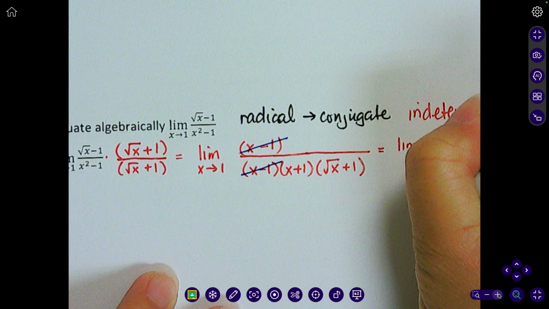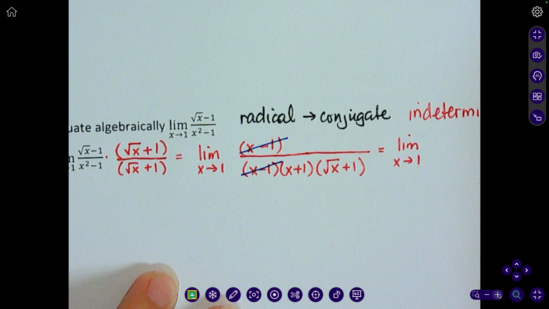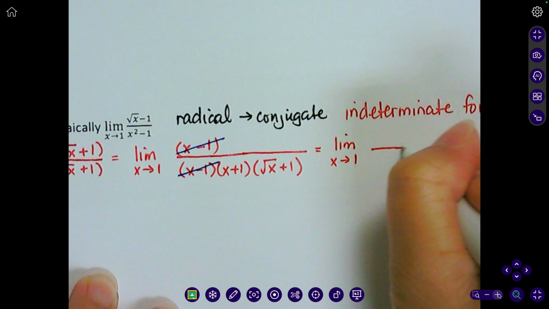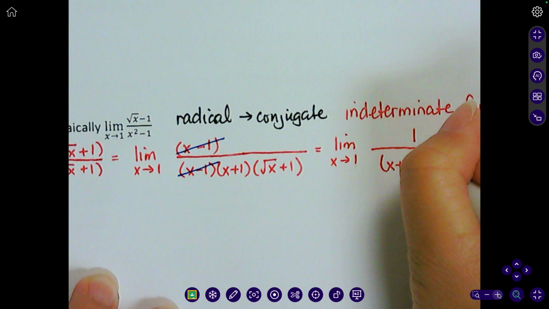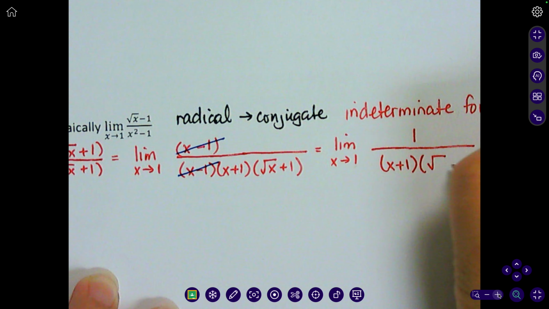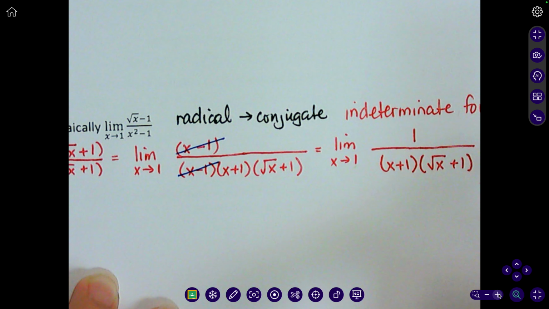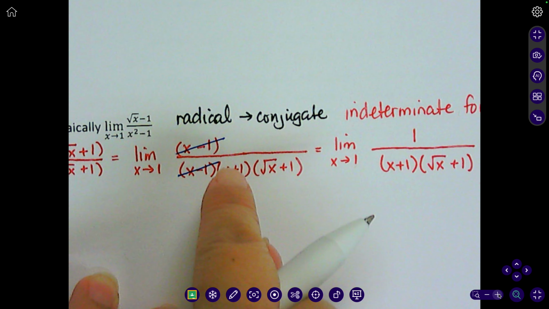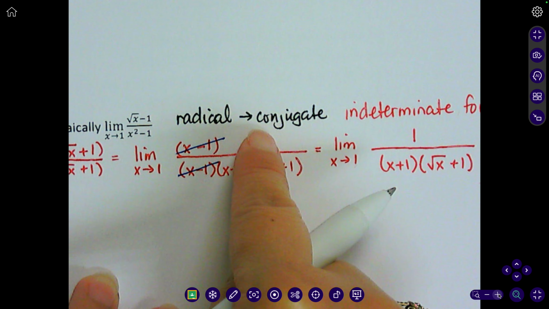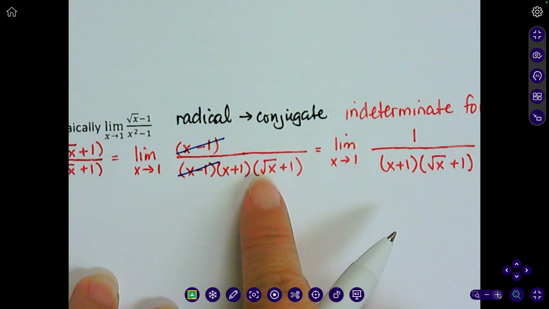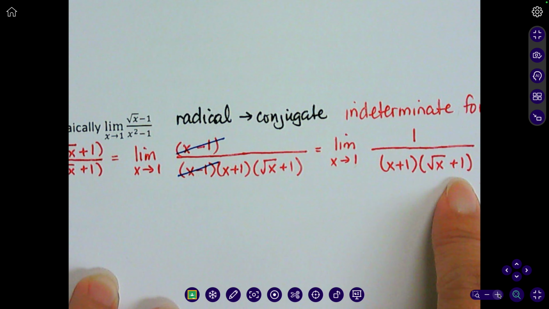So once you have that, I'm going to clean this up one last time before I plug it in. Hopefully you're okay with that. I'm going to write the limit again, because I'm not plugging in the 1 yet. I just want you to see the clean form of it. So what I got is 1 divided by x plus 1, and then the square root of x plus 1. Notice, when you cancel, that does not automatically mean that this thing is left, and therefore you can bring it up. You cannot. This is in the denominator. It has to stay there.